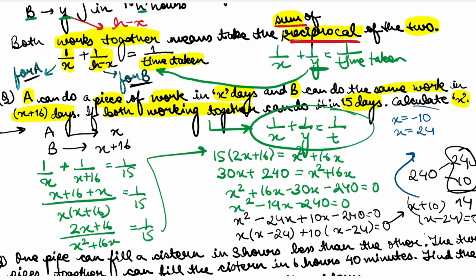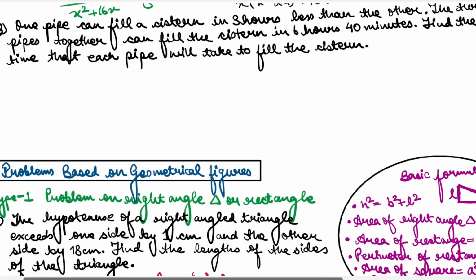Now which solution should you discard and which one should you accept? In that case, x is equal to minus 10. X here is nothing but your time taken. So time taken can never be negative. So we'll discard that solution and we'll accept the other solution. So this becomes the correct answer, that is x is equal to 24. Okay. Now moving on to the second question.